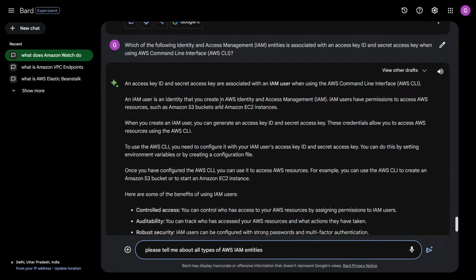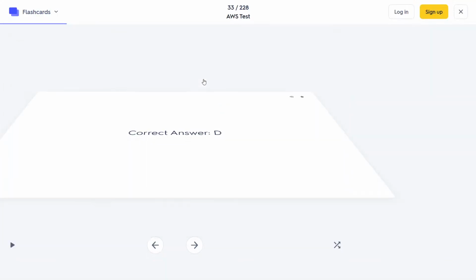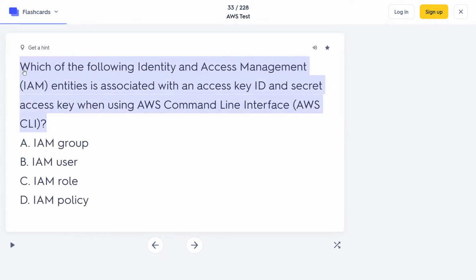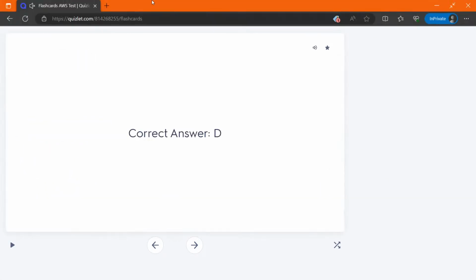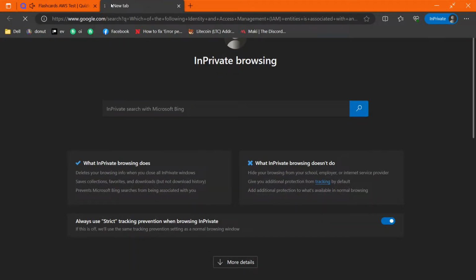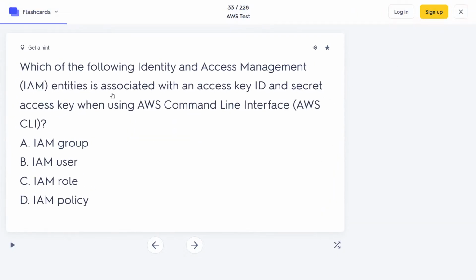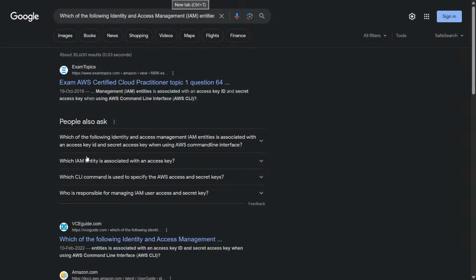An access key ID and secret key are associated with an IAM user when using the CLI. Dude, I was telling you it is an IAM user. This Quizlet is a liar, not really the guy. But let's confirm it just to be sure. I was thinking, why the hell would we use the policy to log in? Why didn't I question it? Am I dumb? Sometimes, yeah.